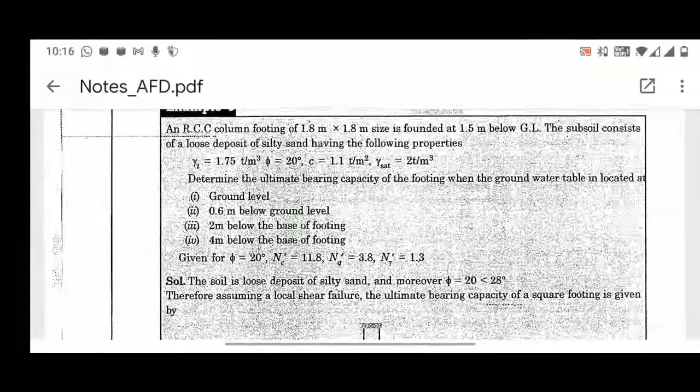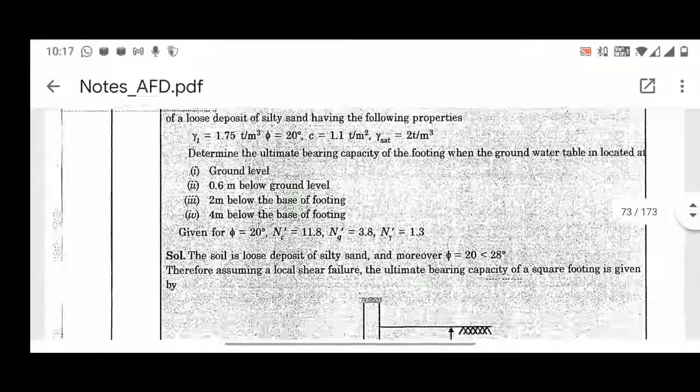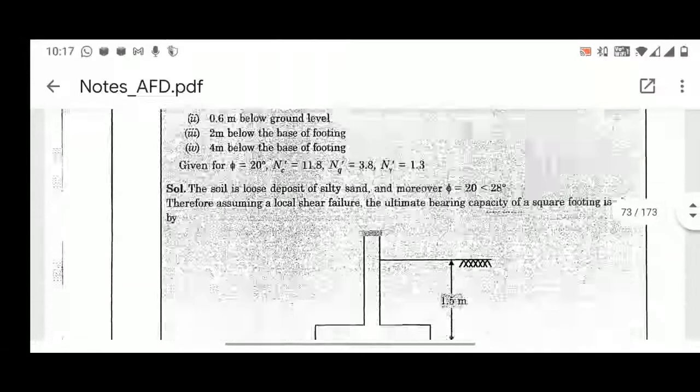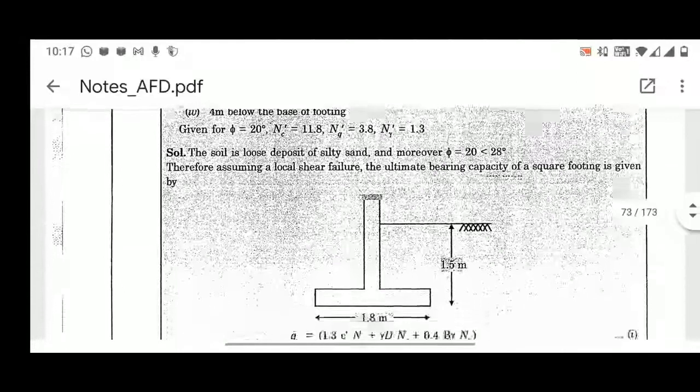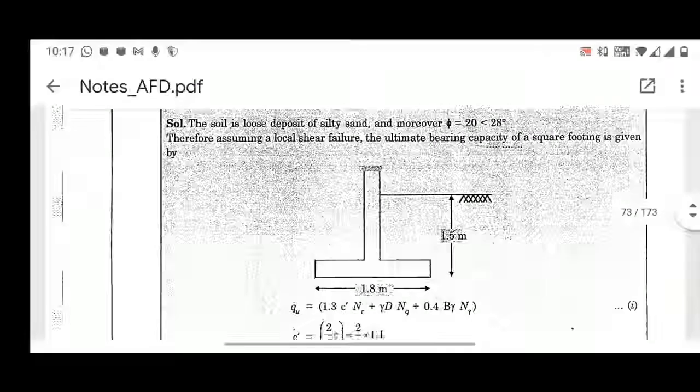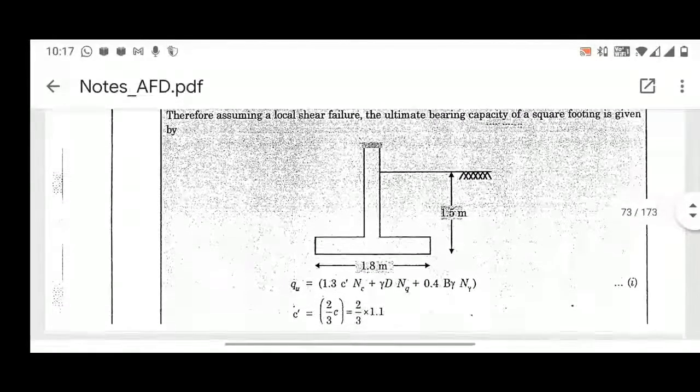Now, if it is a local shear failure case, you can easily see from your textbook that for the value of phi, we have NC, NQ, and N gamma, and correspondingly, we have the NC dash, NQ dash, and N gamma dash values also. So for the general shear failure case, we have to use NC, NQ, and N gamma, and for the local shear failure case, we have to use NC dash, NQ dash, and N gamma dash. Now, since it is a loose deposit of silty sand, and we have this phi value lesser than 29 degrees, we'll consider it as a local shear failure case.